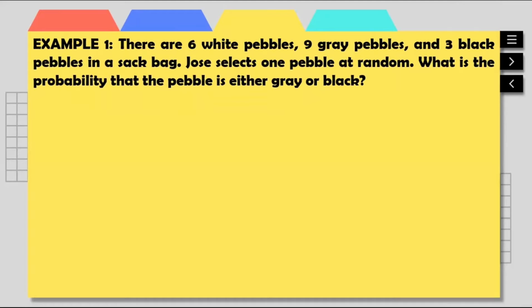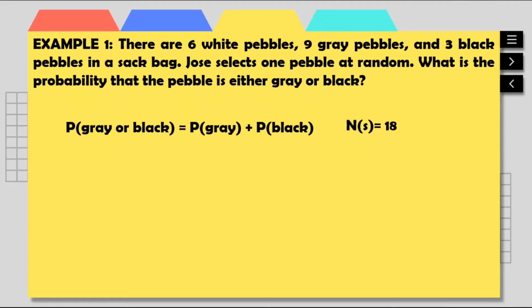So in order to find the probability of getting a gray or black pebble, we need to add the probability of getting a gray pebble and the probability of getting a black pebble. So with this, we're going to have the probability of gray or black, and it's equal to, but first we need to determine the sample size. In order to determine the sample size, we need to add the total number of pebbles, which is 6 plus 9 plus 3, and it's equal to 18.